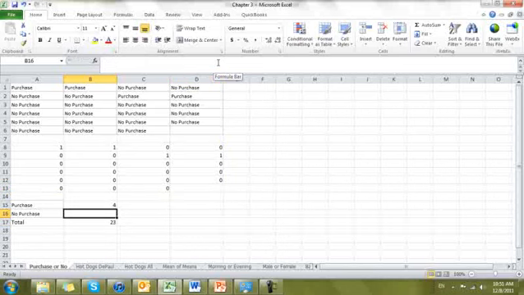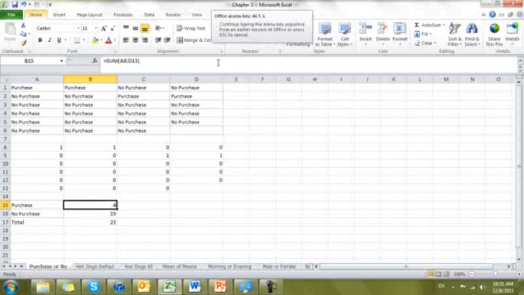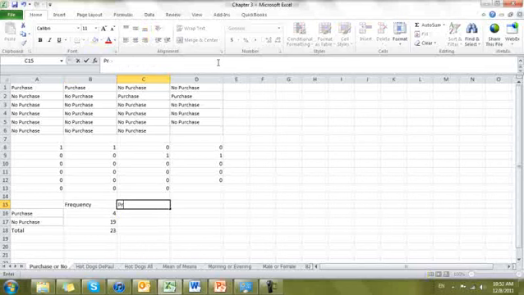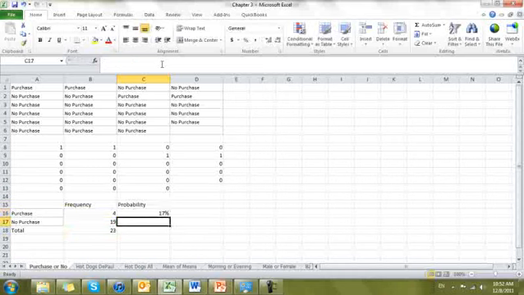To find the number of no purchases, we can simply take the total and subtract off the number of purchases. And you find out that there were 19 no purchases. I'm going to insert a row here, insert row, and I am going to title this frequency. And finally over here, probability. And our probability will simply be the number of responses divided by the total. Put that in terms of percentage. Keep total constant by putting the dollar sign in front of the row number so I can copy it from row to row.